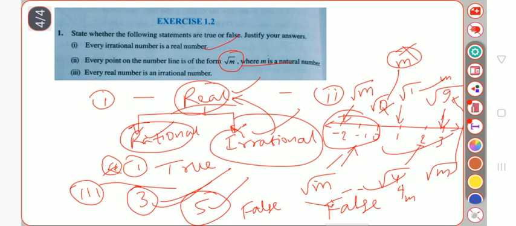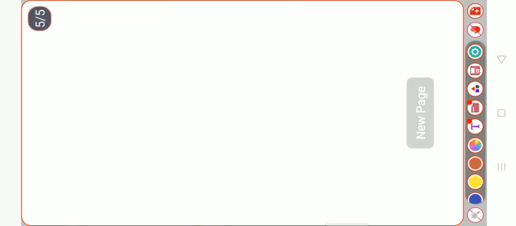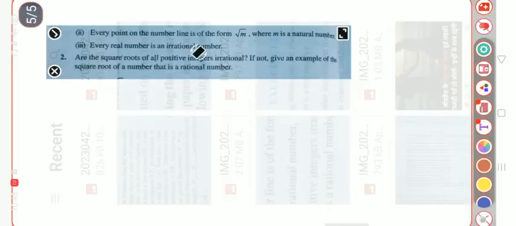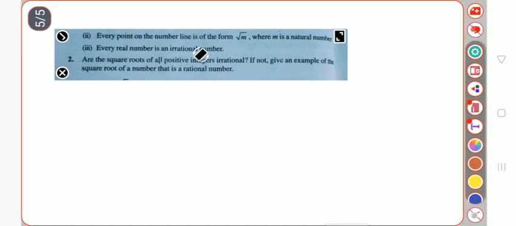Now question number 1 is completed. Now question number 2. Just 1 second, I am bringing question number 2. Yes, this is question number 2. Question number 2 is saying, are the square roots of all positive integers irrational? If not, give an example of the square root of a number that is a rational number.